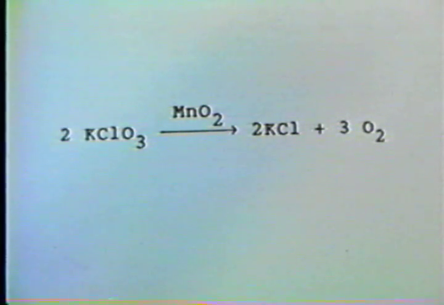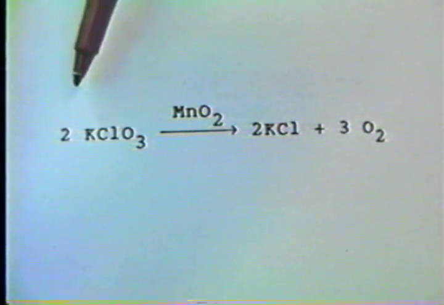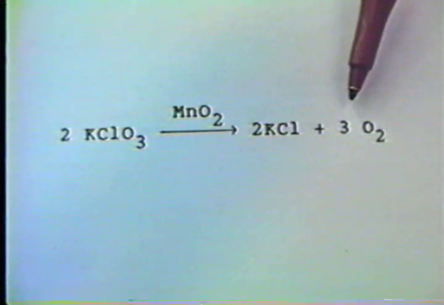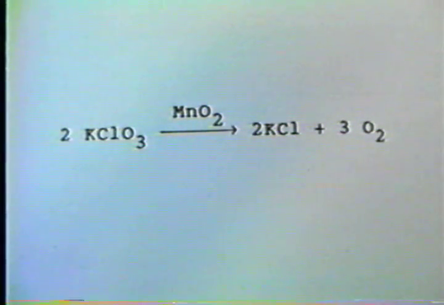The other thing which we're going to use in today's experiment, particularly when we calculate the purity of the potassium chlorate, is the stoichiometry of this reaction. Please note, 2 moles of potassium chlorate will generate 3 moles of oxygen.